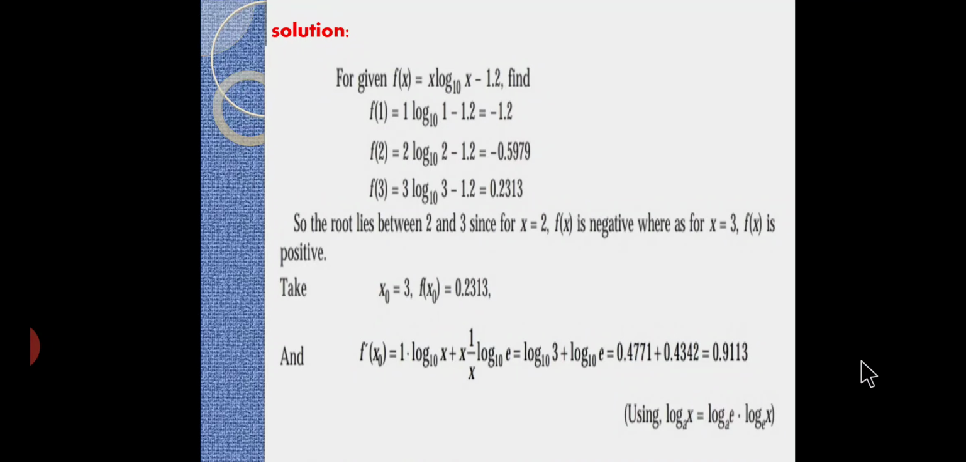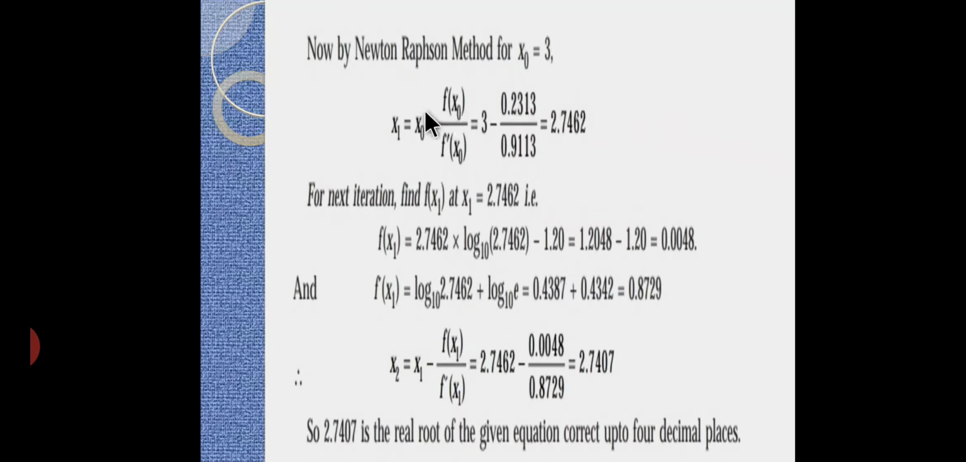So we get f dash of x naught at x naught is equal to 3 is 0.9113. So the next iterations will be found using the Newton-Raphson method. The initial guess is x naught is equal to 3. So when n is equal to 0, we get x1 is equal to x naught minus f of x naught by f dash of x naught. We substitute the x naught value, f of x naught value and f dash of x naught value in this relation. We get 3 minus 0.2313 upon 0.9113 is equal to 2.7462.